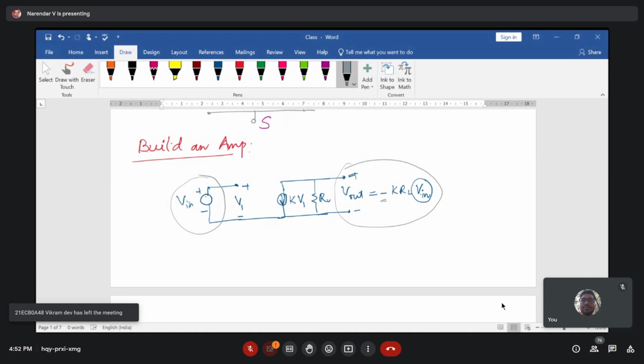and that's the reason we are using the negative sign here. Okay, so because of V1 there is a current in your device which is K times V1, and then through the load resistor RL, which gives you the output voltage V out, which is equivalent to K times RL into V1.